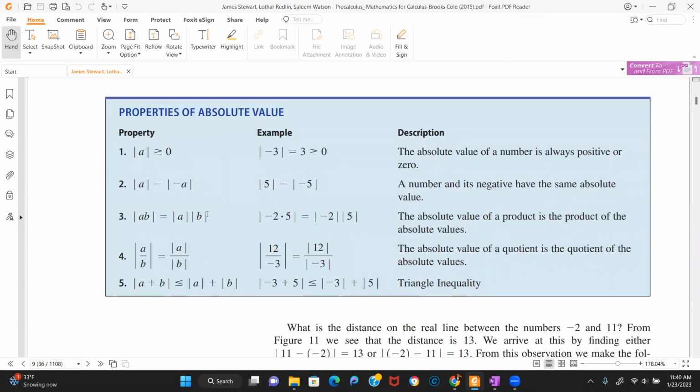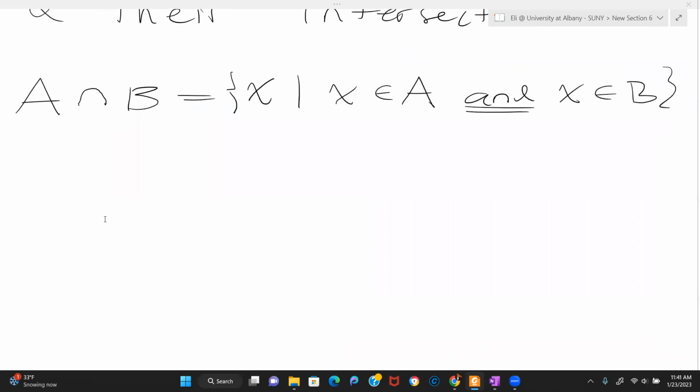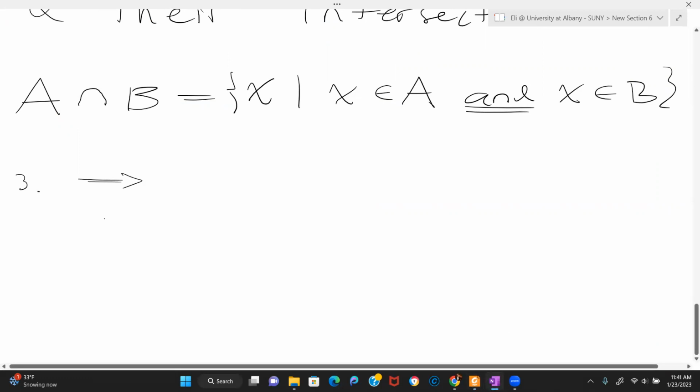And this one is somewhat easy to see, but it's not as easy to prove. There's a ton of cases to consider, and so it's kind of tedious to prove. 4 follows from 3 pretty easily, actually, because remember, division is defined in terms of multiplication. So yeah, let me prove that one. That one's not that hard to prove. So let's show that 3 implies 4.